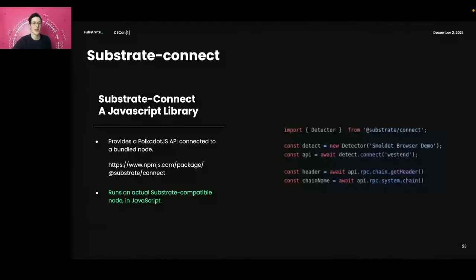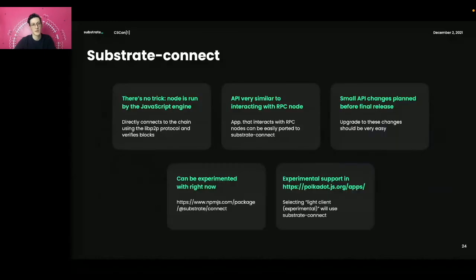So it can also be passed as a JSON spec, as you see there as well, and runs an actual Substrate compatible node in JavaScript. And there's no trick. The node is run by the JavaScript engine and directly connects to the chain. The API is very similar to interacting with an RPC node, which this is not.